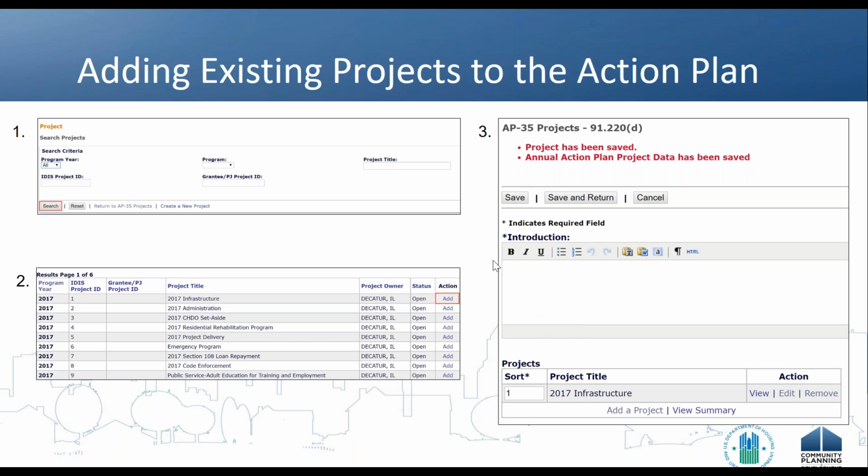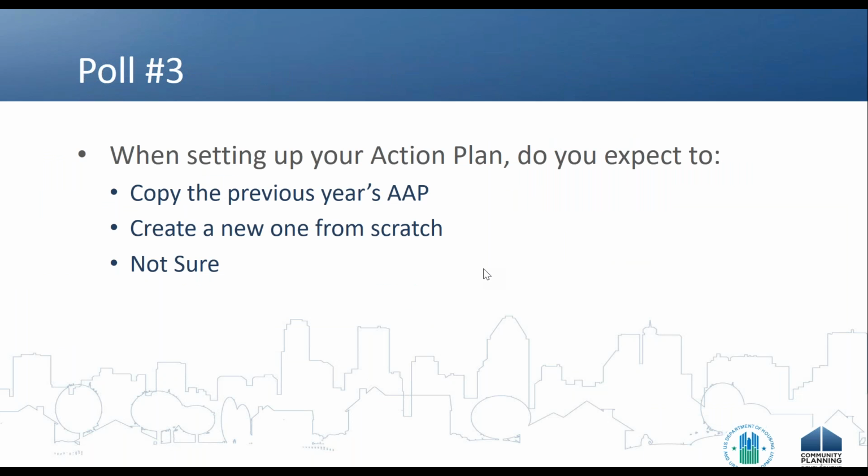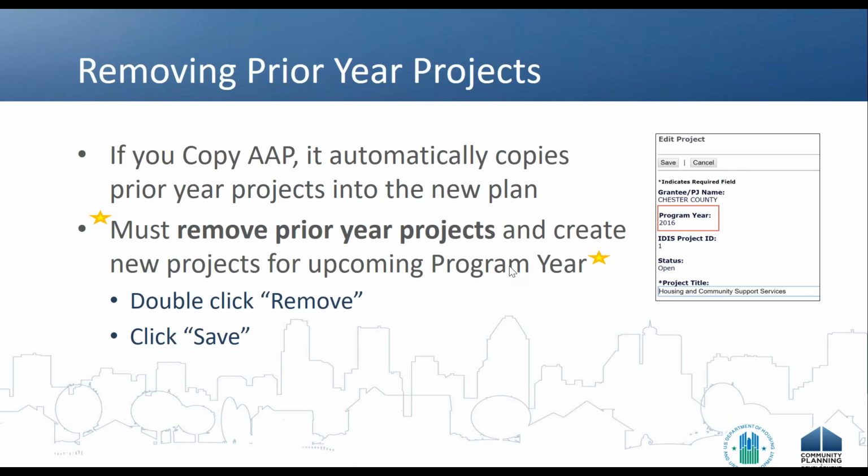Very quickly, we talked a little bit about removing prior year projects and were able to demo this, but I do want to highlight a few points. If you are copying your action plan, so for the 70% or so of you, it will automatically copy your prior year projects into the new plan. Here in the screenshot, we see we created a 2017 action plan, and it copied it forward. The important thing to note is that the program year is still 2016. You can't update that year to become 2017 or to become your current year.